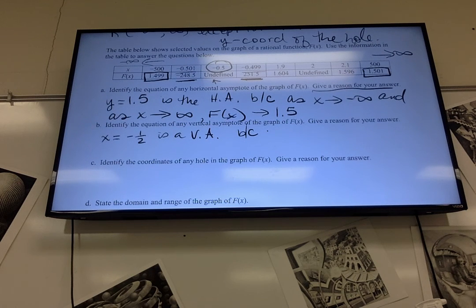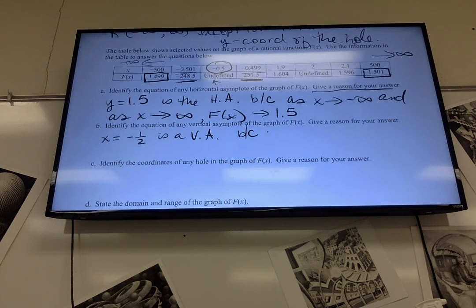So if we look here, this is a fairly small number, and this is a fairly big number. So on either side of this negative 0.5, which is how I got negative 1/2, you could have written negative 0.5, it is going to negative infinity and positive infinity. That means it's a vertical asymptote. So because, let me write it out. Can you try to look at my finger?